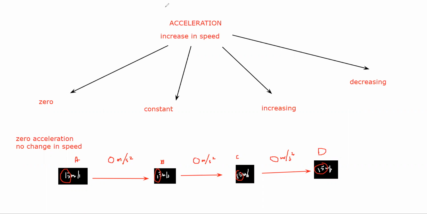What will be the graph for this type of motion, for zero acceleration? Is it clear to everyone? The zero acceleration or no acceleration? So what will be the graph for zero acceleration or no acceleration? Speed time graph. If we sketch a speed time graph, on the x-axis we have time and on the y-axis we have speed.